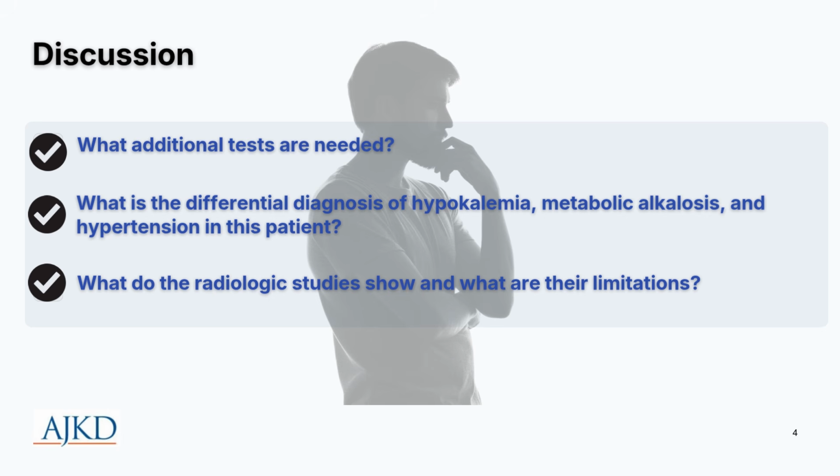Next, we need to build the differential diagnosis. And again, this is one of those areas where the textbooks give you a list, but they don't teach you the clinical logic behind that list. When you put hypokalemia, metabolic alkalosis, and severe hypertension together, the pattern points you toward a very focused set of possibilities.